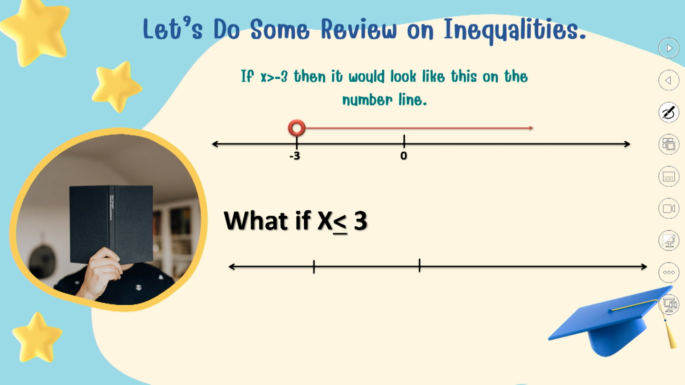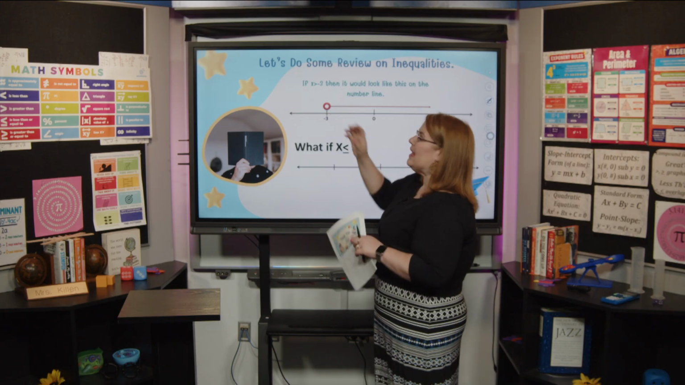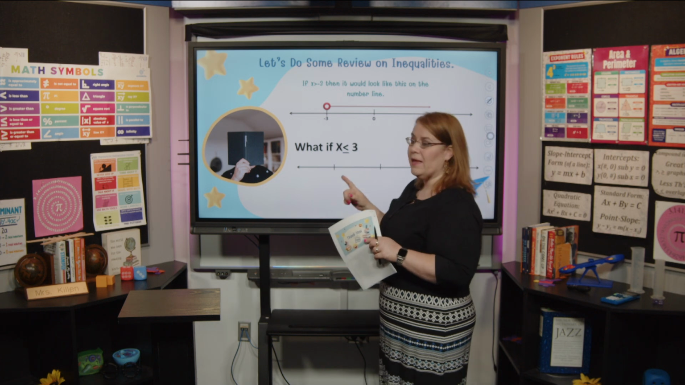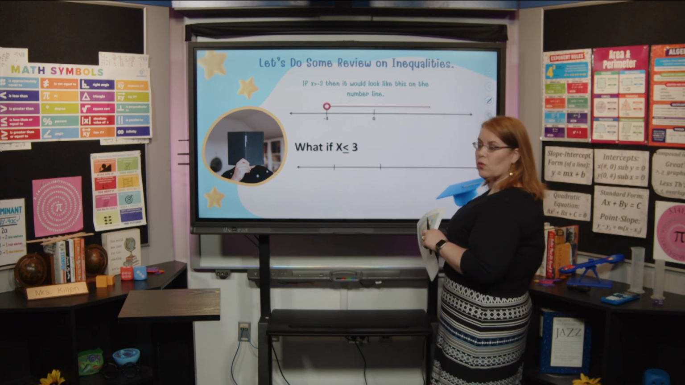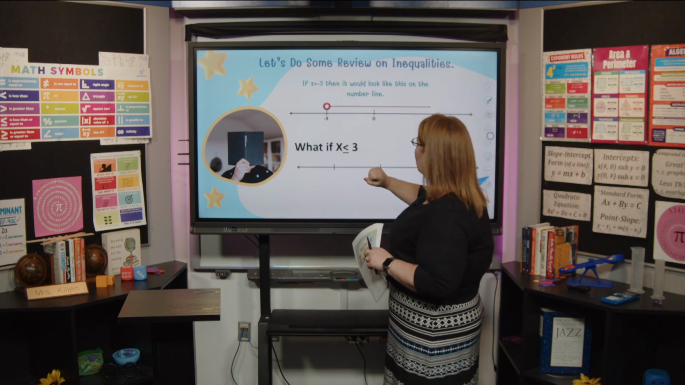All right, so let's do some review on these inequalities. If x is greater than -3, then it would look like this on the number line. Notice how I have an open circle, meaning it cannot equal the 3. And then I have it where my x's are going to the larger, or to the right. That's what this inequality would look like.